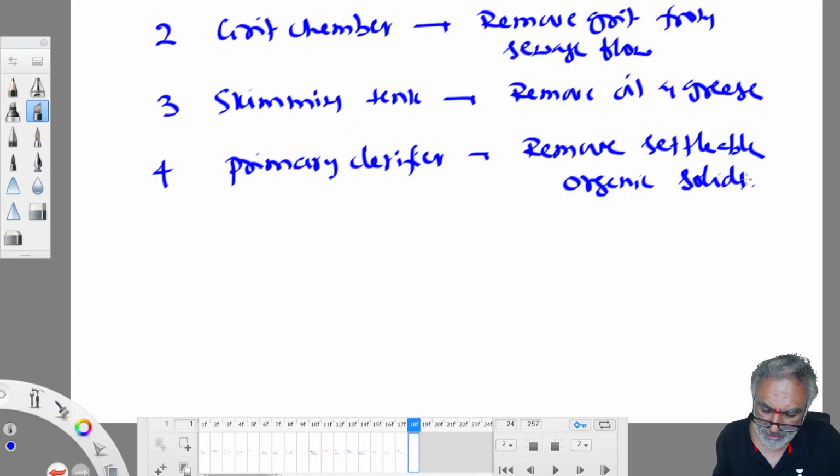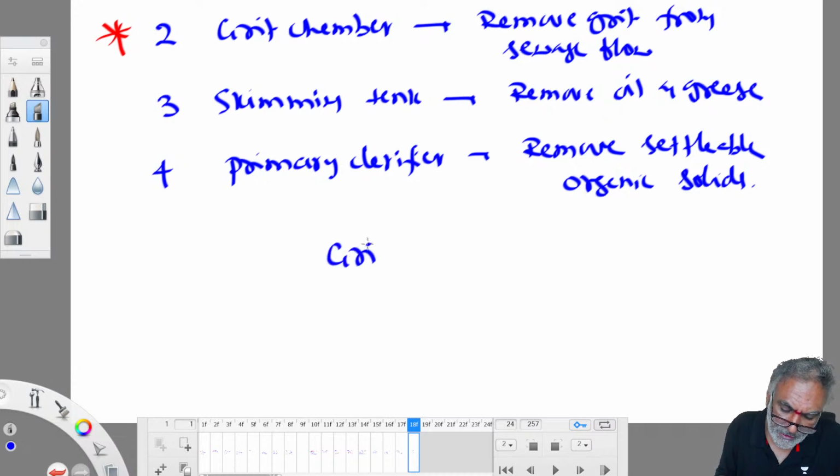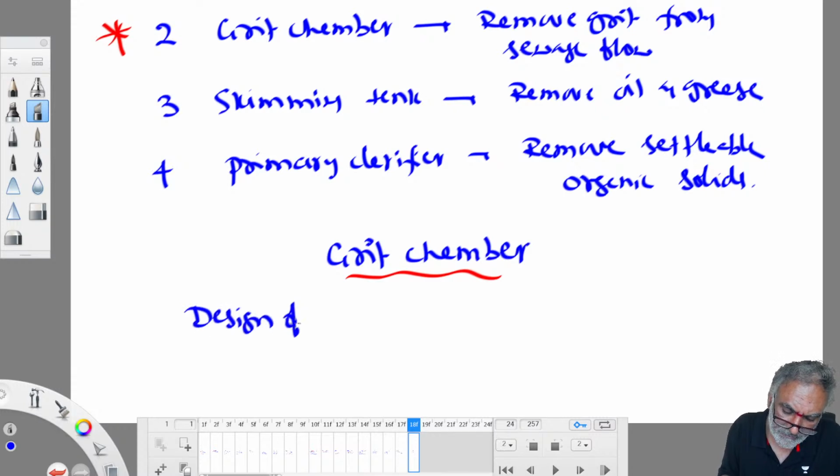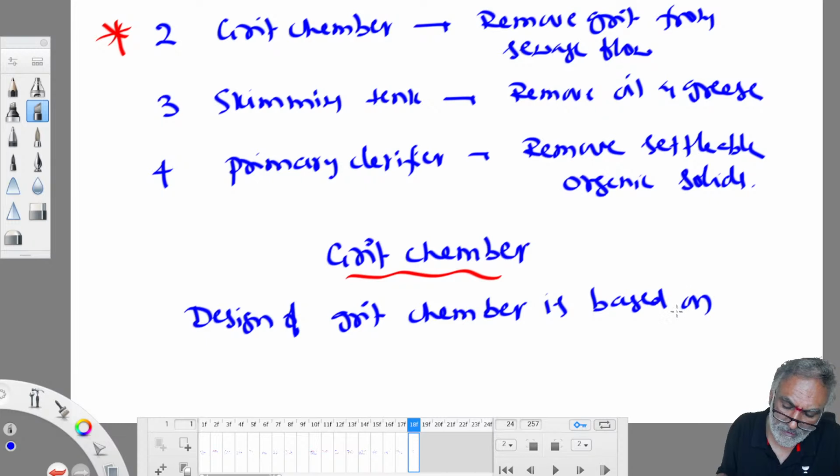Generally, the screen design is not that important. A very important component of primary treatment, if at all they ask any question, is the grit chamber. In the grit chamber, the things you need to remember to design them are: the rectangular tank, and the design is based on one, detention time, two, flow velocity.